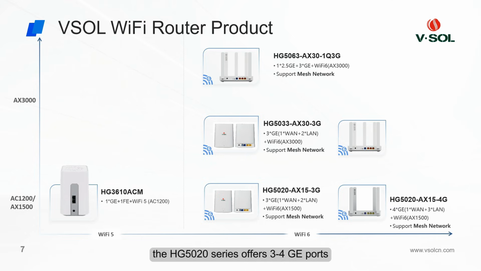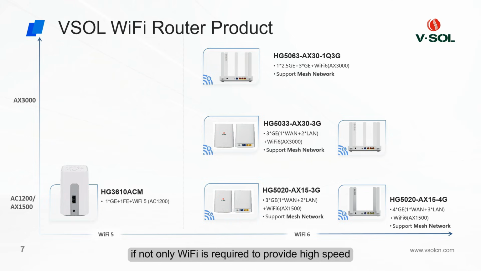The HG5020 series offers 3 or 4 GA ports, and the Wi-Fi performance is AX1500. If you require high Wi-Fi speed, you can choose the HG5033 series router. Compared to the HG5020 series, it provides high Wi-Fi bandwidth of AX 3000 and can also ensure high speed through Wi-Fi.